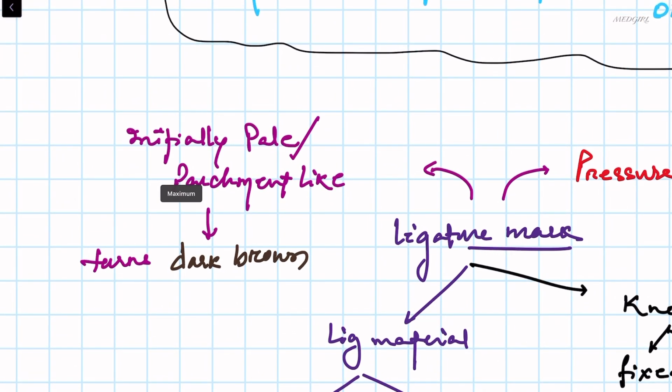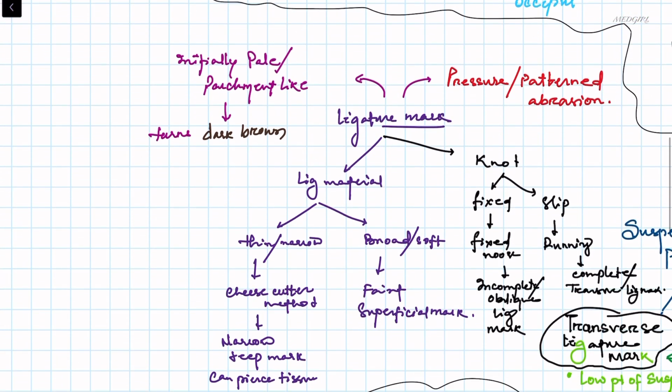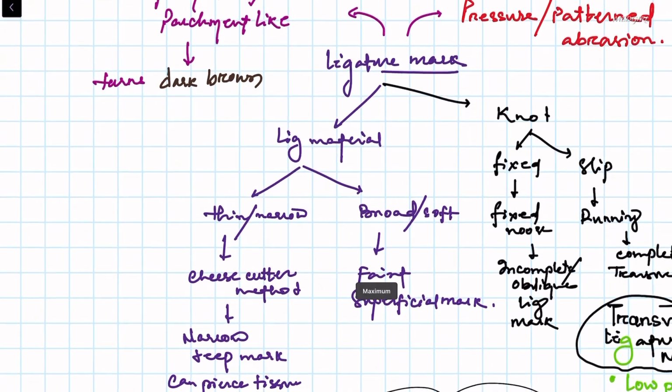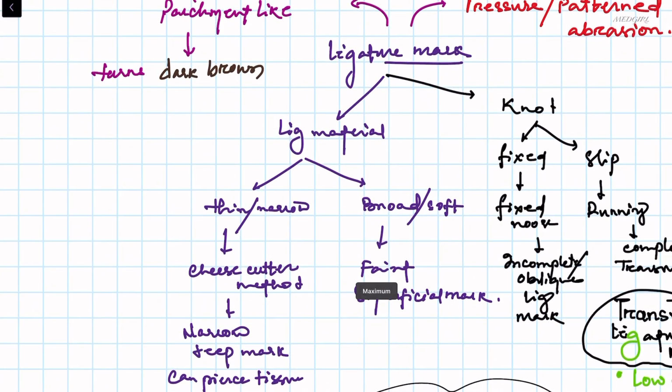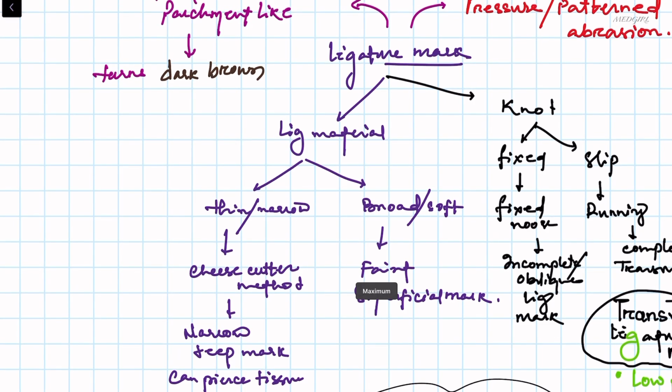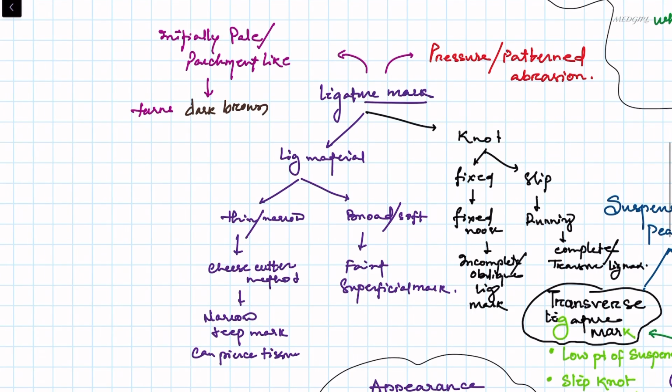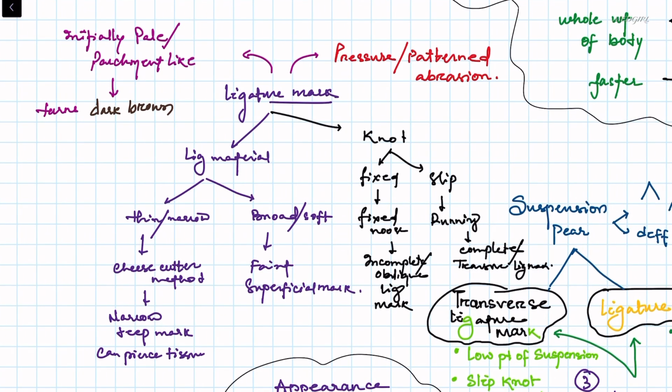Now let's see what the factors are. First we will see the ligature material. The ligature material can be thin or narrow, which is called the cheese cutter method, giving a narrow, deep mark that can pierce the tissue, or it can be broad or soft, which may leave a faint or superficial mark. Then the knot. The knot is fixed or a slip knot. A fixed knot gives an incomplete or oblique ligature mark, and a running knot gives a complete transverse mark.